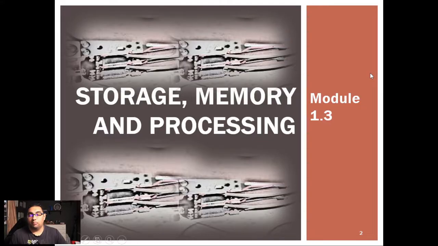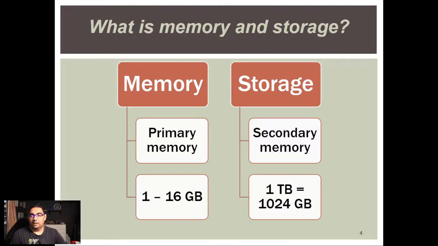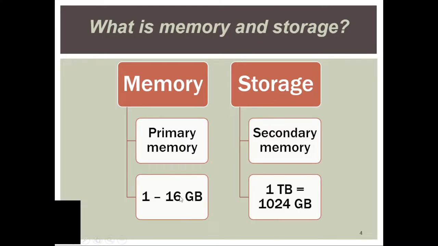We started with module 1.3. We were talking about storage, memory, and processing. Please remember this. When we talk about the specs of the PC now, I'll be asking things like, what's the primary memory and the secondary memory? Please remember your primary memory, we're talking about RAM. And that's what they're showing here, it's 1 to 16 gigs. It's obviously bigger than that now. Well, you can have more than that. And then your storage, your secondary memory, here we talk about more gigs, we talk about terabytes as well. So primary memory, RAM, secondary memory, our hard drive, okay?